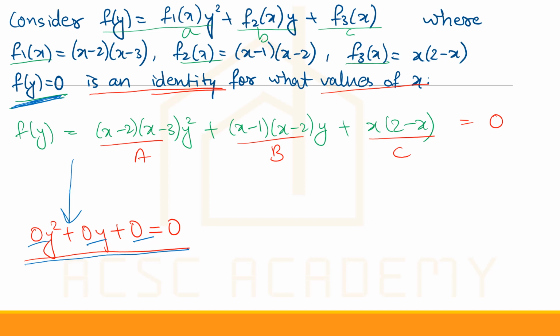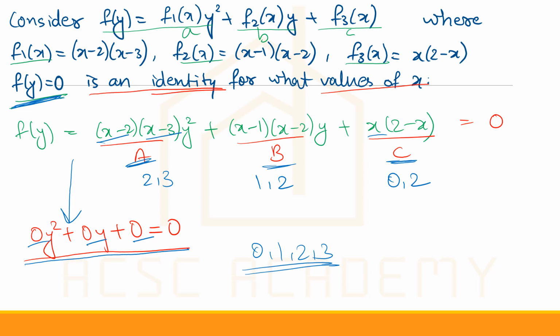So let us start with a. For what values of x will it become 0? 2 and 3. From these two factors, we can determine that. Similarly for b, it will become 0 for 1 and 2. For c, it will become 0 for x equal to 0 and 2. So now collectively we have got 0, 1, 2 and 3, 4 values of x. So for all of these values, will f of y equal to 0 become an identity?